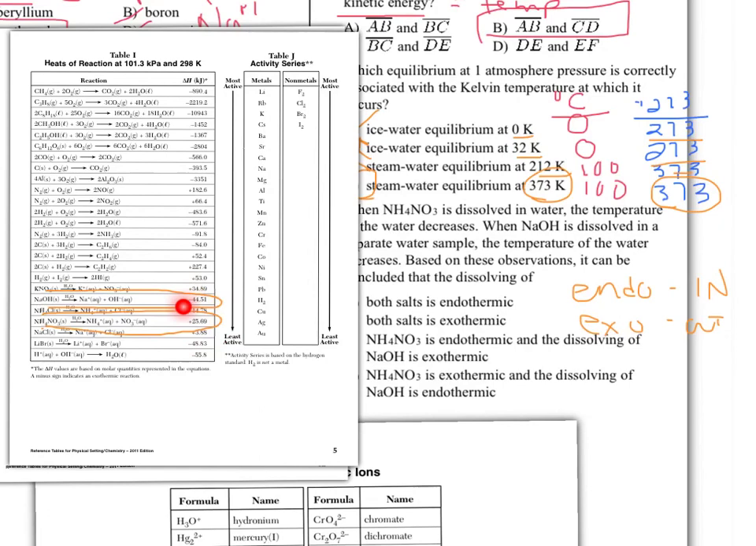Now, hopefully this makes a little bit of sense. When the ammonium nitrate was placed in water, the water temperature went down because the heat went out of the water into the ammonium nitrate. And when the sodium hydroxide was placed into water, the water temperature went up because the heat went out of the sodium hydroxide and into the water.